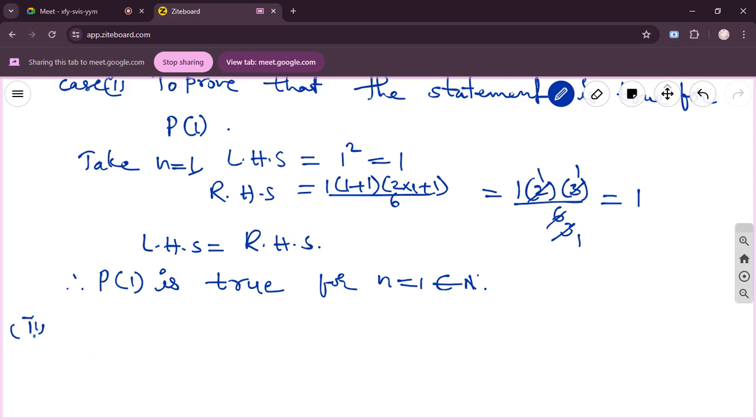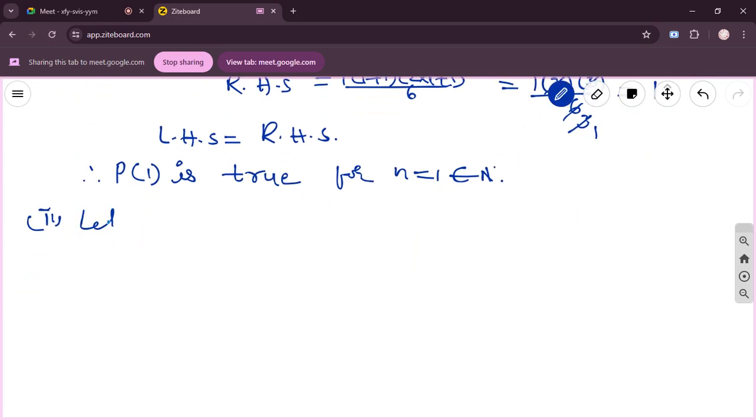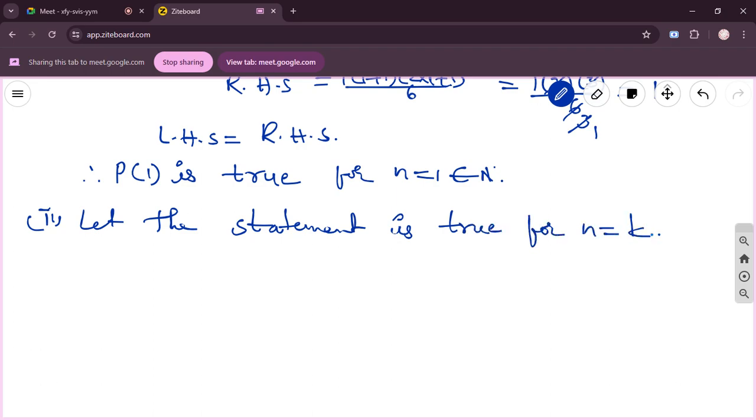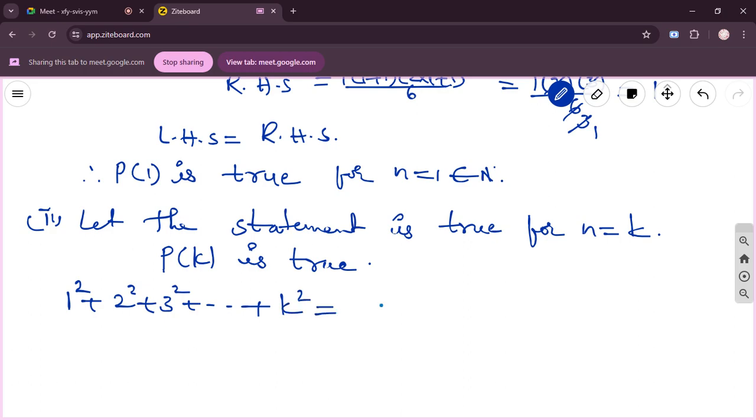The second step: we take the statement true for n equal to 1. Let the statement be true for n equal to k. That is, P of k is true. Here, what is P of k? 1 square plus 2 square plus 3 square plus so on plus k square equal to k into k plus 1 into 2k plus 1 over 6.